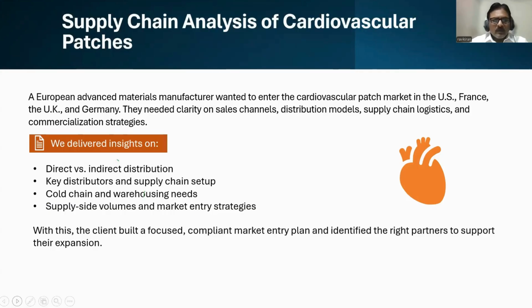Thank you, Oliver. To start with, we conducted a supply chain analysis for cardiovascular patches. This is one of the life science products used in cardiothoracic surgeries for different cardiac clinical indications. And the supply chain differs across various industry sectors.